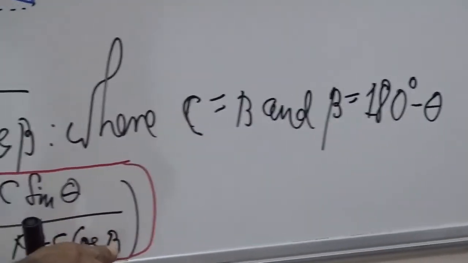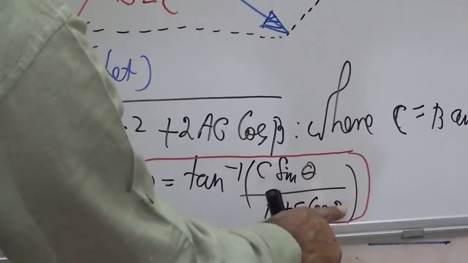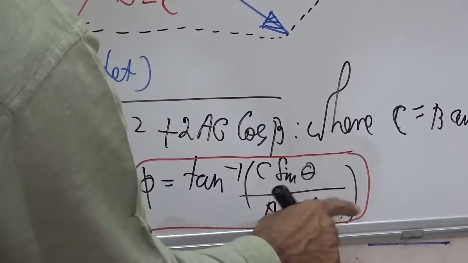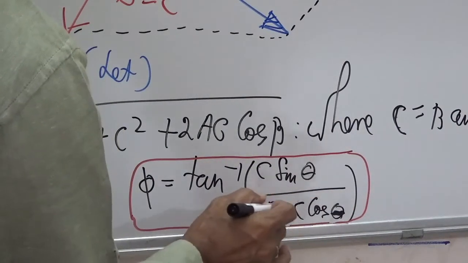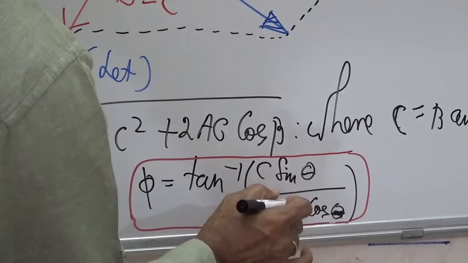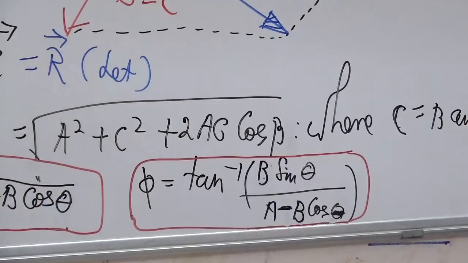Cos(180 minus theta) is equal to minus cos theta. So it will be minus here, and C equal to B. So C equal to B. So ultimately we are getting this answer.